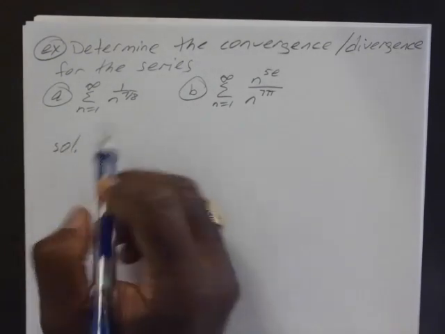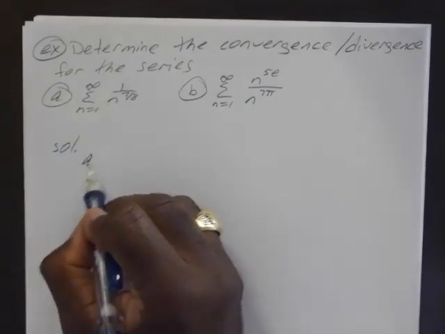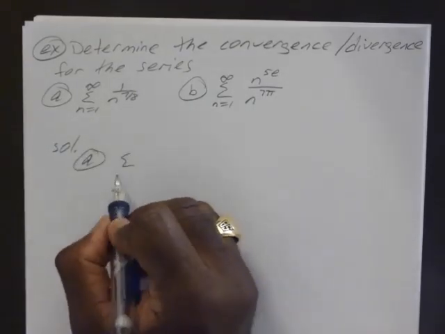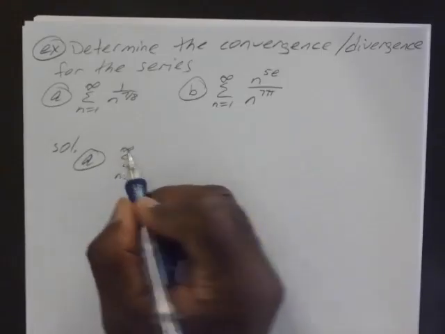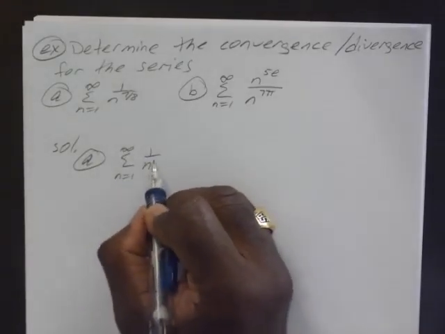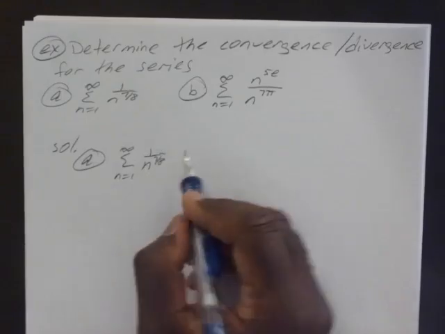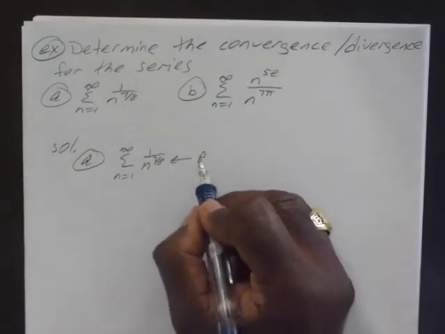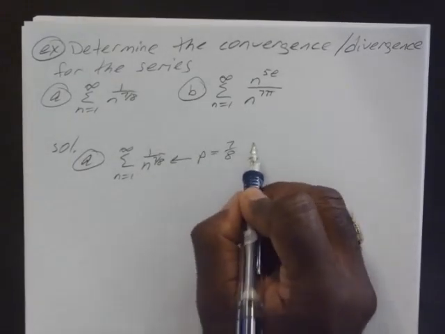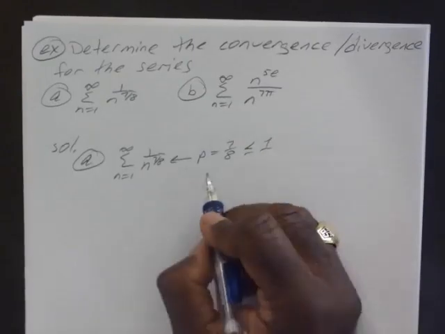Okay, now the ones in the form of A, they're pretty quick to deal with. Because all you have to do is see that p is equal to 7/8, which is less than or equal to 1, so we know it diverges.